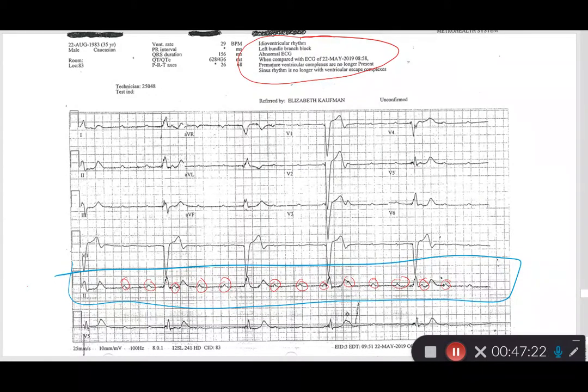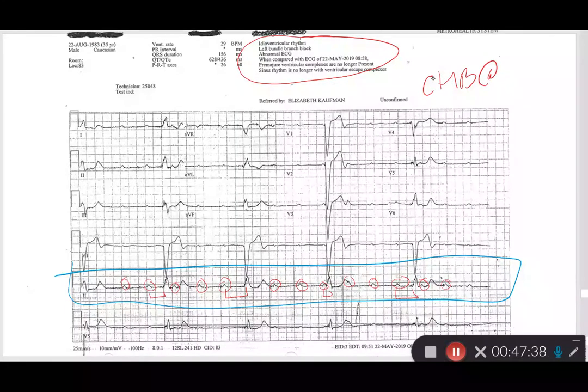Could it be a second degree type 2? I do have more P's than Q's, however, my PR interval is all over the place, so it cannot be a second degree type 2 because that PR interval would remain consistent. So this is going to leave me with complete heart block, or third degree heart block. And it's at 29 beats per minute, so I imagine this patient's pretty symptomatic. It's pretty low.